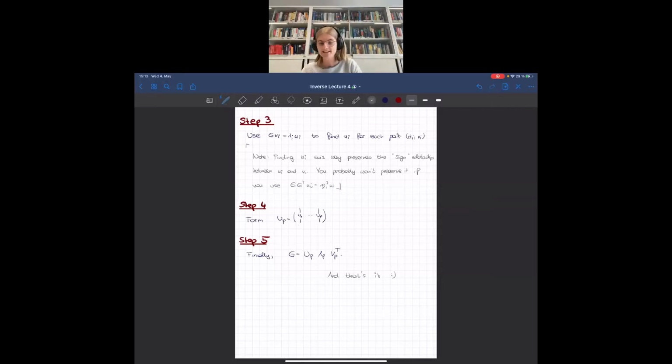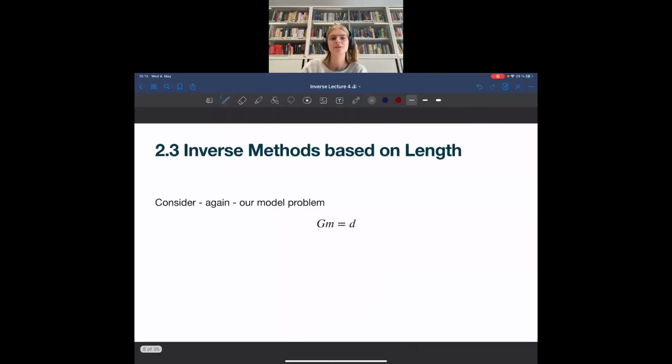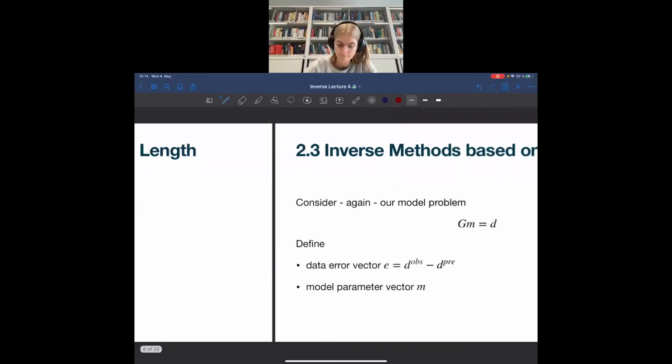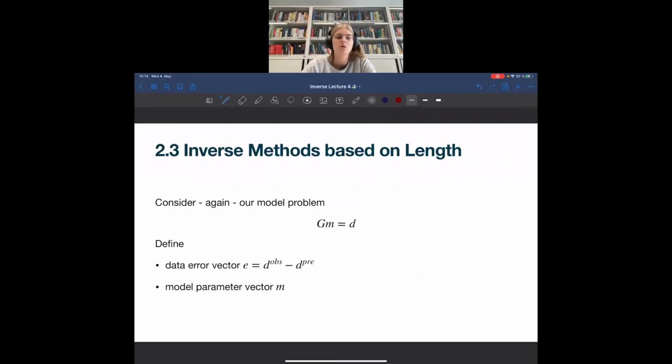What we're going to do next, when trying to solve inverse problems, is we focus on inverse methods that are based on length. So we still stick to our model problem, that is defined as Gm equal to D, but we do not try to solve this via matrix calculation or everything related to that at the moment, but by using length. What we do is we define two vectors. We define the data error vector. It is D observed minus D predicted.